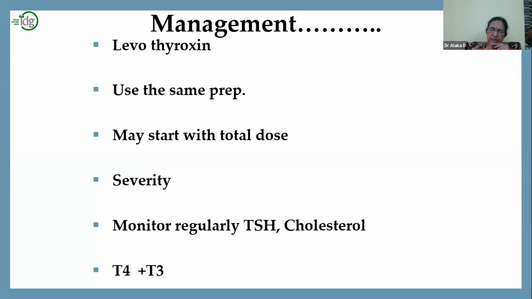You may start with the total dose, because the new American thyroid guidelines say that whatever dose you have calculated on the body weight basis, you can start in the beginning itself. But I am a little cautious, because there is a little erratic response from our patients and unnecessarily the doctor will get blamed.